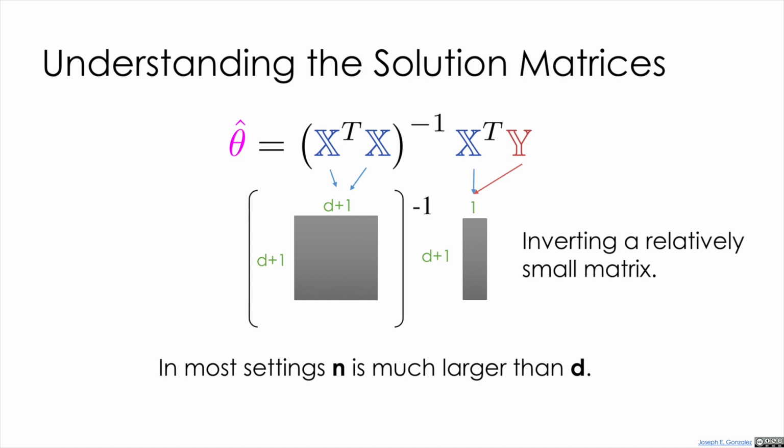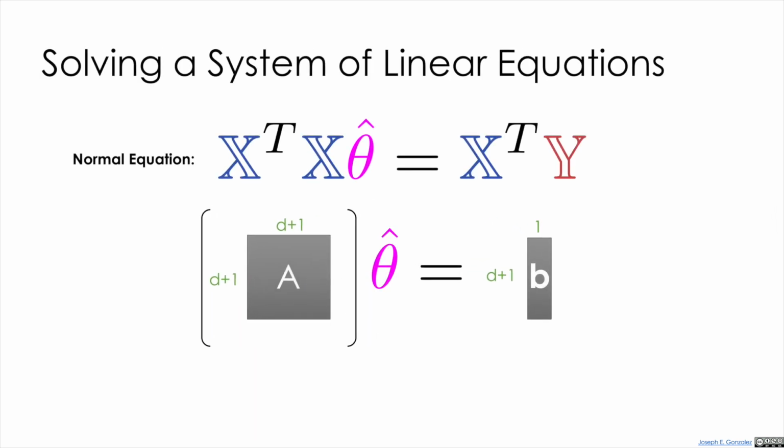Now, actually, in practice, it's often better not to directly invert these matrices, but to recognize that we're originally trying to solve a system of linear equations. So the normal equation itself writes down a system of linear equations where you can rewrite this X transpose X as this D plus 1 by D plus 1, or order D by D, matrix A, times theta, which is the thing we'd like to solve for. And then on the right, this X transpose Y is, again, a D plus 1 by 1 vector. We'll call this B. So this is really A times theta equals B. This is the definition of a system of linear equations. And we can leverage this representation to use more efficient linear solvers to solve for the optimal theta.